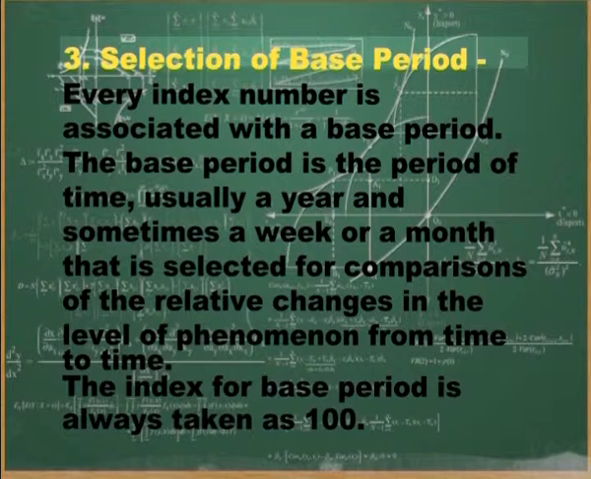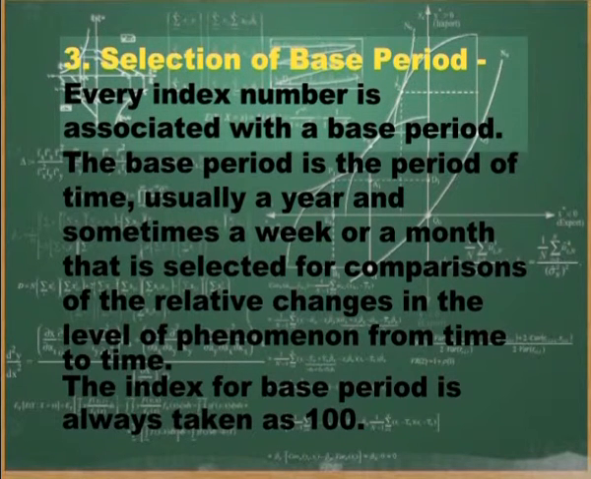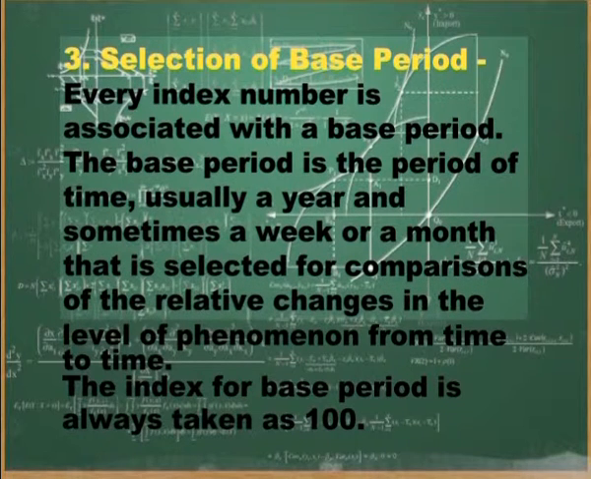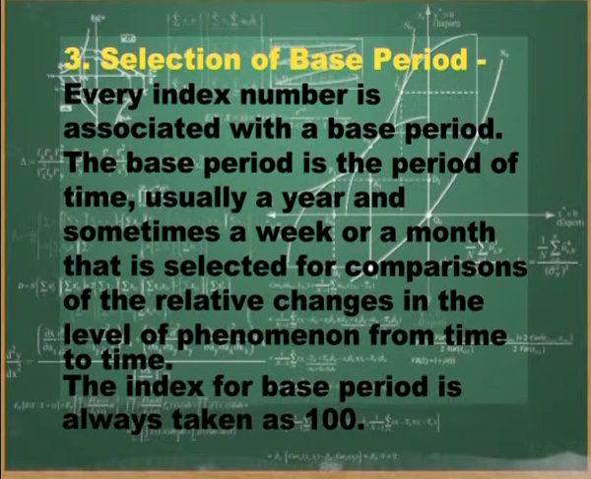Third point, selection of base period. Every index number is associated with a base period. The base period is the period of time, usually a year and sometimes a week or a month, that is selected for comparison of the relative changes in the level of phenomena from time to time. The index for the base period is always taken as 100.